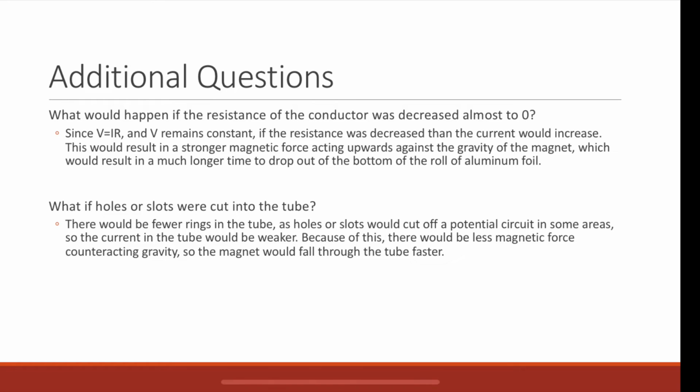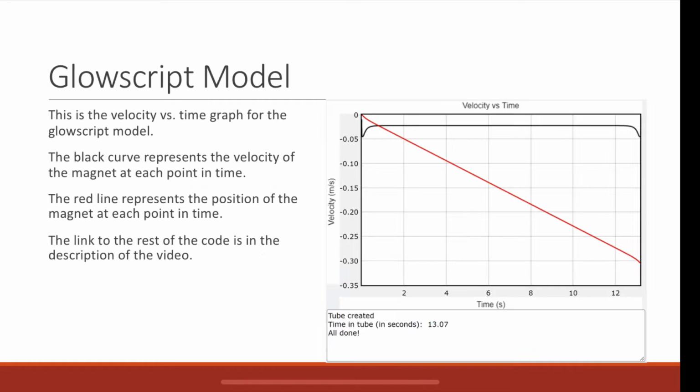If there were holes or slots in the tube, there would be fewer rings, so there would be less current total, so that there would be less magnetic force, and so the magnet would fall through the tube faster if there were holes or slots.